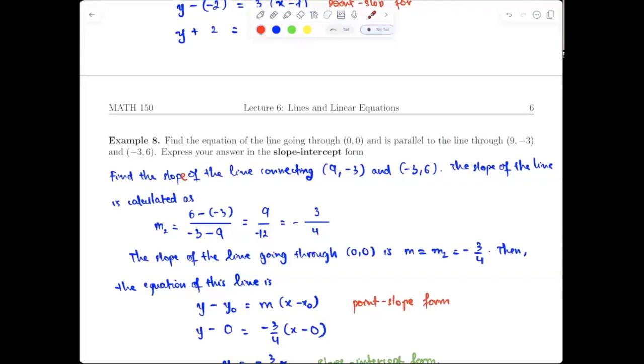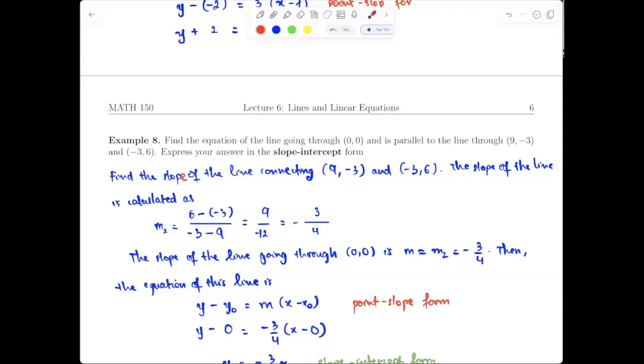The next step is to find the equation of the line going through the point (0, 0). Now remember from the given problem, you know that the two lines are parallel, so therefore the slope is going to be the same.